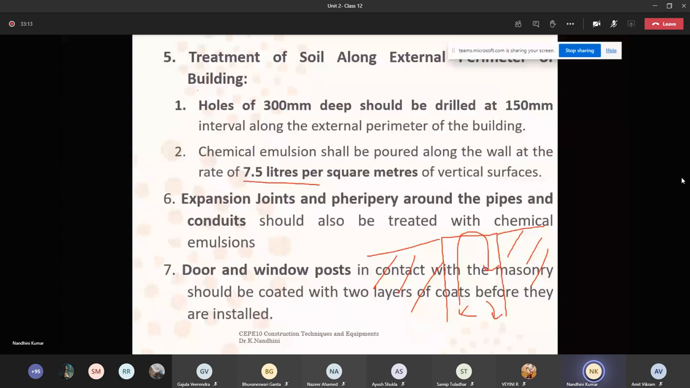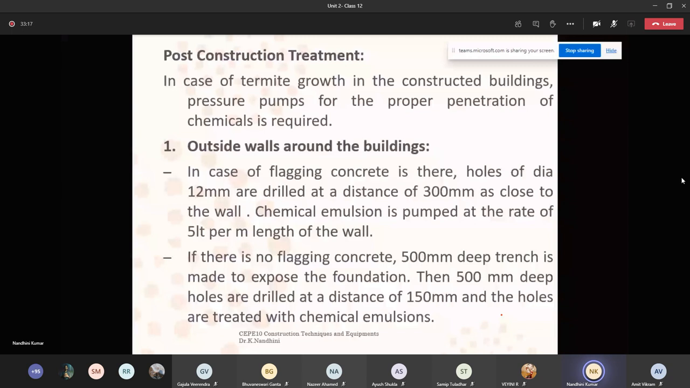Post construction treatment. You are done with the building. Now you want to do your termite treatment. You didn't do any coating or provide any termite proofing while you were constructing the building. Now your structure is constructed and you find some termites there. Now how are you going to overcome it?